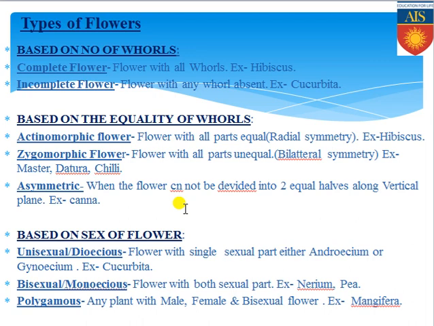And you will see that when the male flower, female flower and bisexual flower are all present in the same plant body, those types of flowers are commonly known as polygamous flowers. As examples: unisexual flowers, Cucurbita; bisexual flowers, Nerium and pea; and polygamous flowers, Mangifera, that is our common mango.